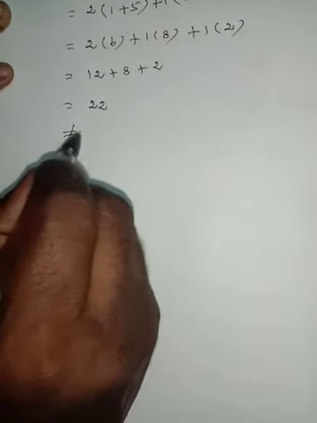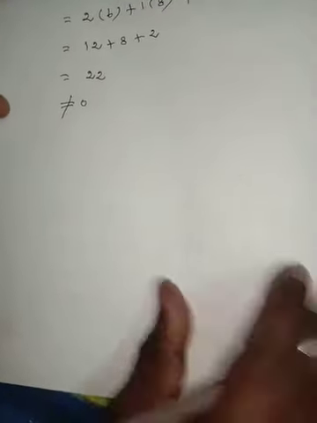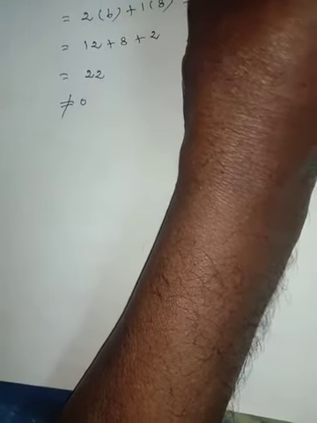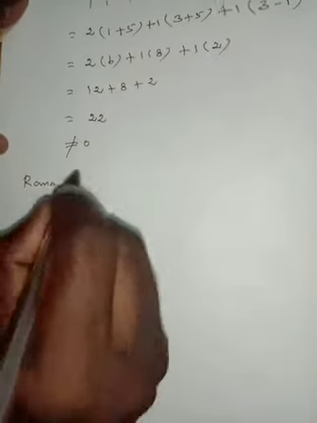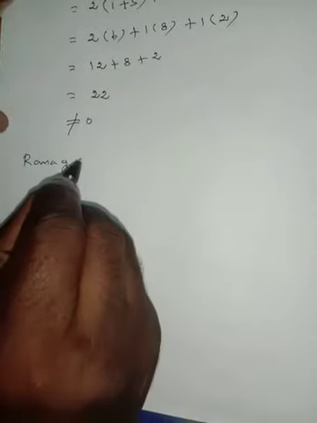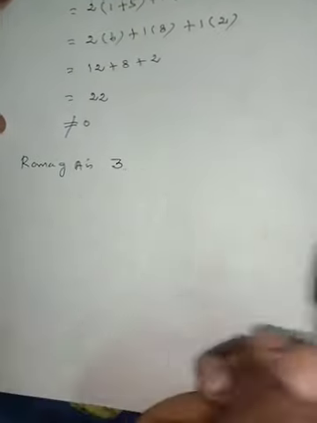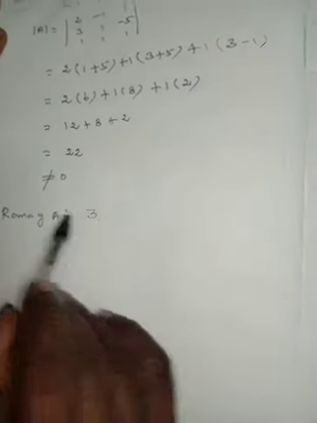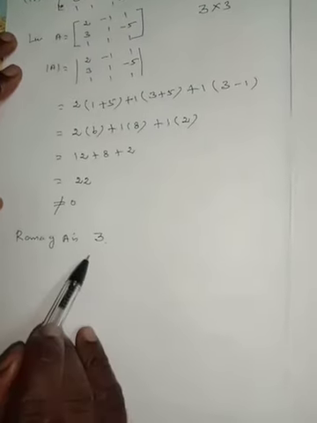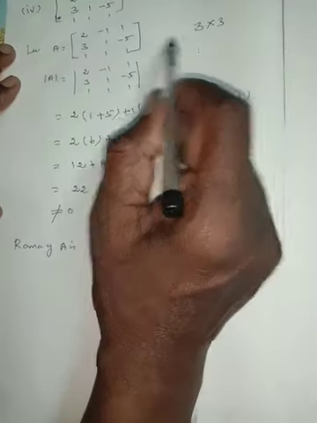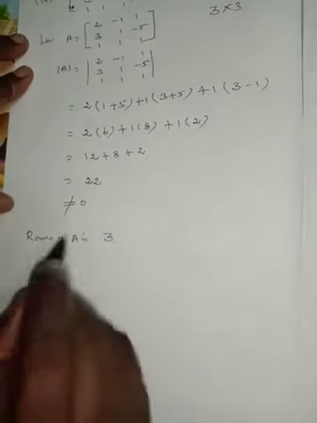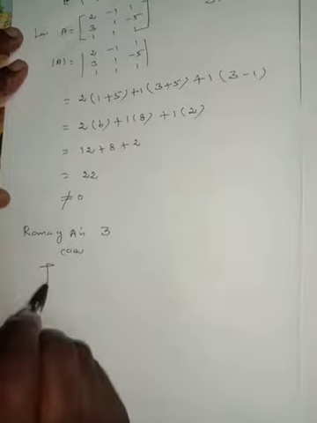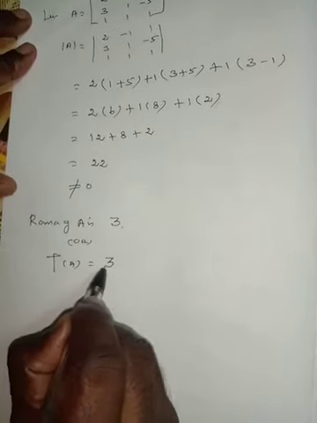22 is not equal to 0. Okay, 22 is not equal to 0, then rank will be, this is a 3 cross 3 matrix, therefore rank will be 3. Rank of capital A is 3. Suppose a 2 cross 2 matrix is given and determinant of A is not equal to 0, then rank will be 2. In this case, rank of A is 3. Why? The reason is a 3 cross 3 matrix is given, therefore rank will be 3.